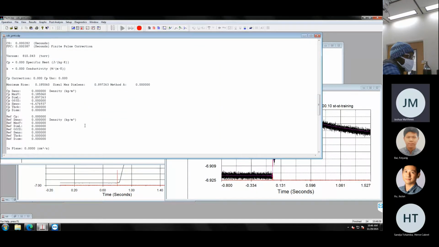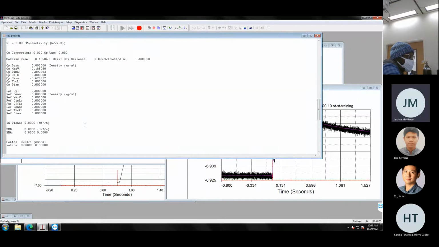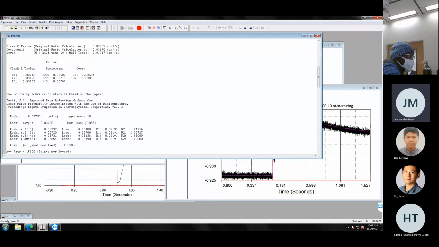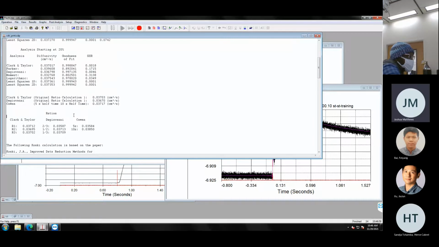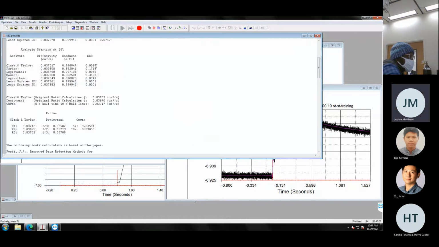But a lot of this stuff you're not ever going to need, but it's here if you do need it, right? If you're looking for a different conductivity formula to use. But like I said, most people are okay with Clark and Taylor. That's the one we report on our results file. But the other ones are here if you need them.